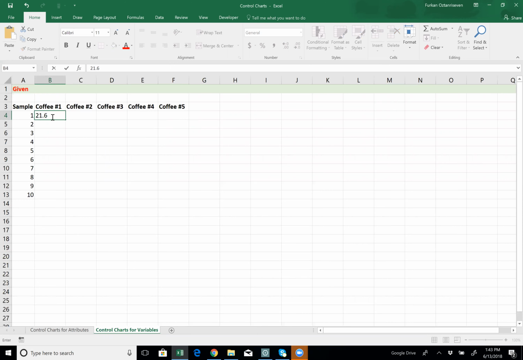So 21.6 ounces here, 21.8 ounces here, and then 21.2 ounces, 21.8 ounces again, 18.8 ounces. So this is your first sample. Second sample: 18.6, 21.7, 20.9, 22.4, 17.8.